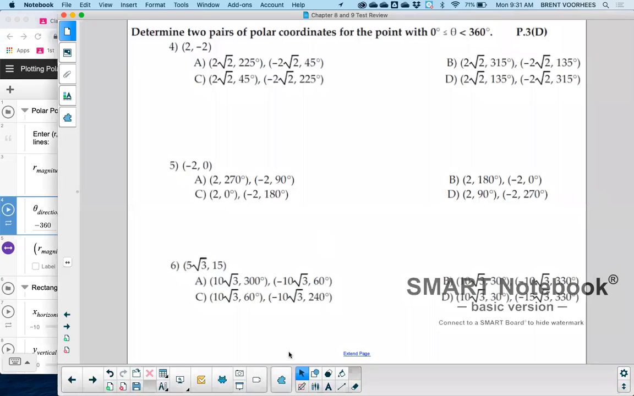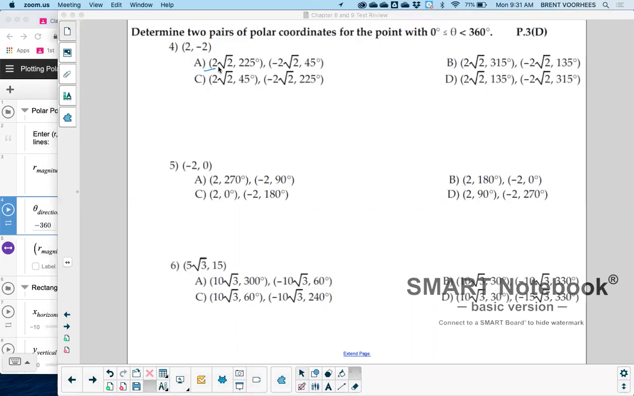So at this stage, we can say for sure that anything with 2 square roots of 2 and 225 is out. And a lot of times you'll have multiple of these. That's different. That's not the same. So we'll check this one in a second. But A is out for sure. That's the only one I see that matches there.